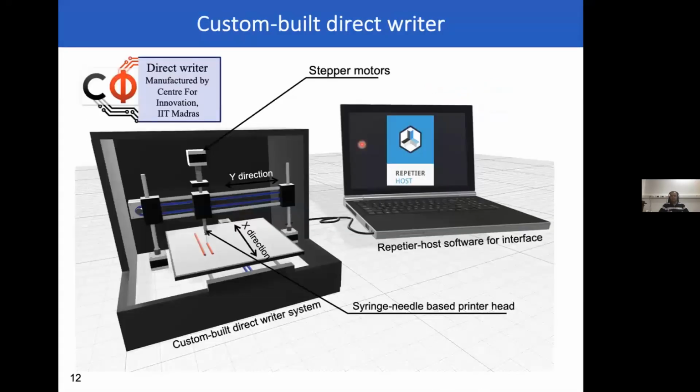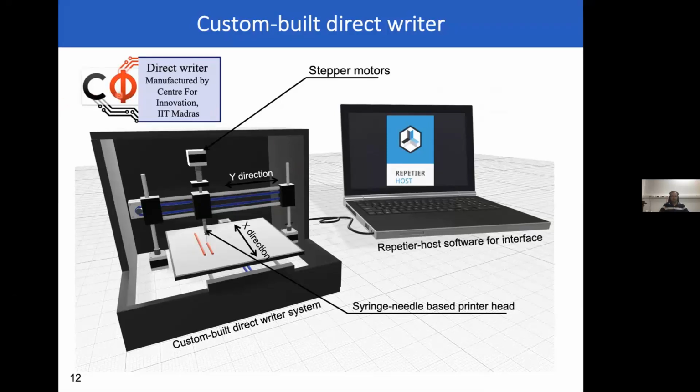Now, one of the issues with spin coating or any of the other techniques that I showed earlier is that it allows you to get a uniform film. But if I want to form patterns, I actually have to do additional things. If we wanted to do pattern deposition, because that's our interest, we do it by a technique called a direct writing technique. And this is actually a custom built direct writer system.